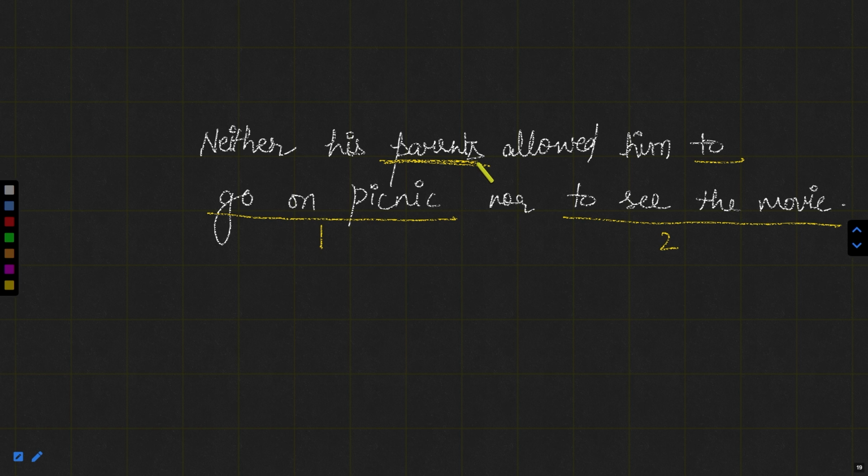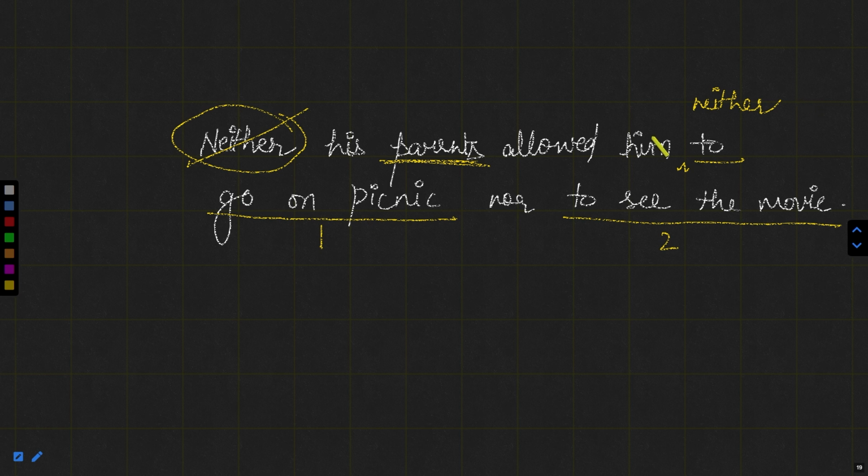So here this position of neither is incorrect. It should be placed after his parents allowed him: neither to go on picnic nor to see the movie. Now this will be the correct sentence.